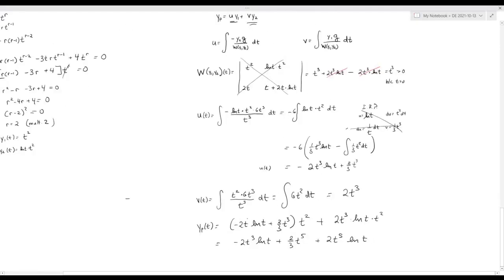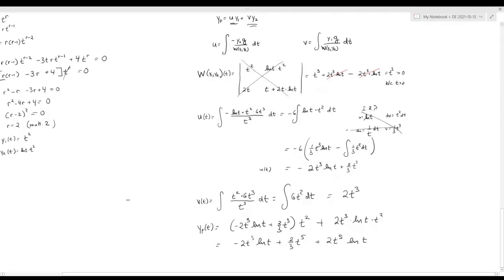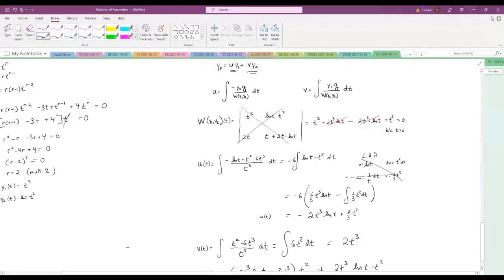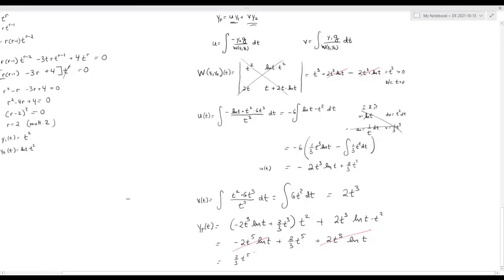I think I made a small mistake. u is negative 2t cubed right there. So this would become t to the 5. So we do have a cancellation. So it looks like our particular solution is just 2/3 of t to the power 5.